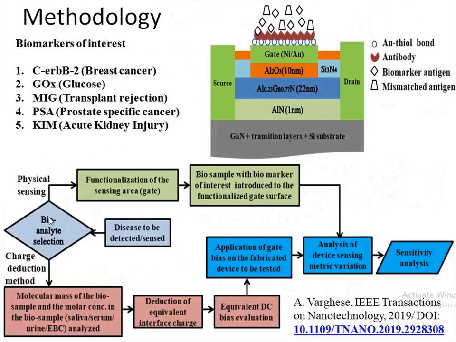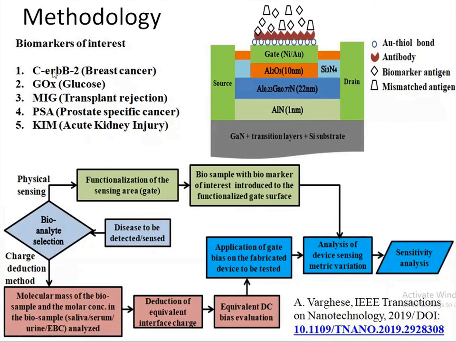If we check the flow diagram, the physical sensing mechanism is that you have to functionalize the sensing area, and then introduce the biosample and analyze the device sensitivity. What I have done is use a charge detection based method, which I have already discussed in the analytical model. Using that, I found the effective gate voltage to be applied when a particular biomarker is introduced onto the surface, applied it to the device gate, and analyzed the sensitivity of the device.